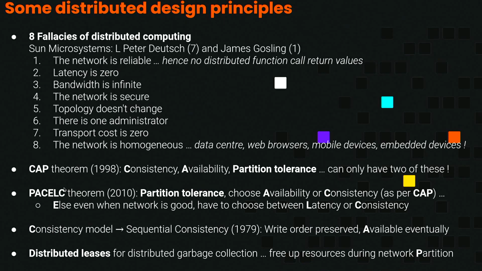All right, so some distributed design principles. Back in the 90s at Sun Microsystems, there was this list of things that are basically fallacies. If you believe that the network is reliable, your application is not going to be reliable. They had a list of 7 of these, and then James Gosling added the 8th. Even though Java did make the network look a bit homogeneous back in the 90s for a while, it's not true. All the devices we have these days are quite different. So if you make any of these assumptions in your architecture design, you're going to hit some potholes for sure.